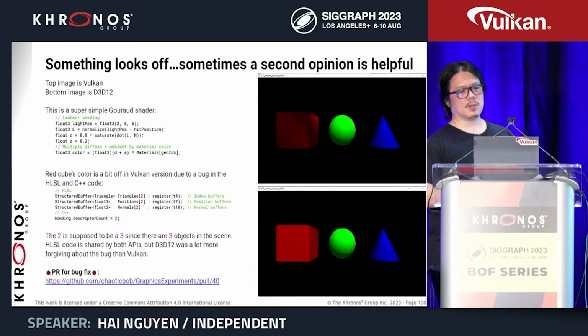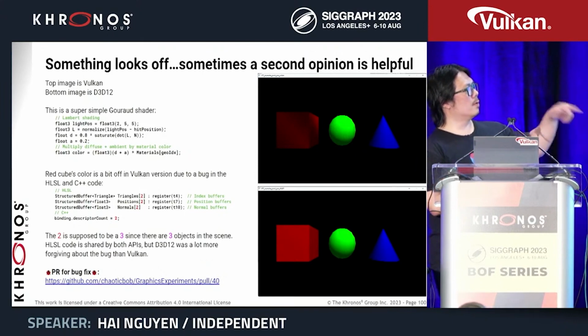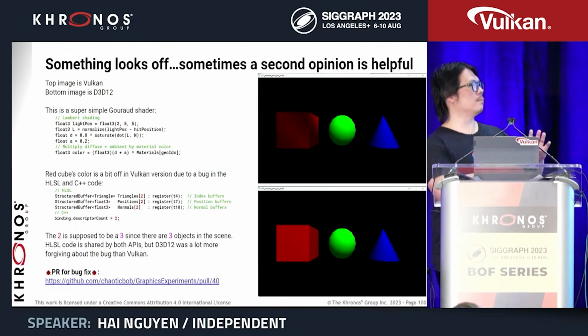And so it's also helpful sometimes to just get a second opinion if you have code that's written that is easily portable to a different API like D3D12. We had a case where, this is obviously a really simple example, but the top image is Vulkan, the bottom image is D3D12, and we noticed that the top red cube looked a little bit off, and Brad tracked this down to it being a bug in both the shader and the API on the Vulkan side. The bug in the shader was for both APIs, but Direct3D12 for some reason was a lot more forgiving about how it handled missing resources, or sorry, underspecified resources.